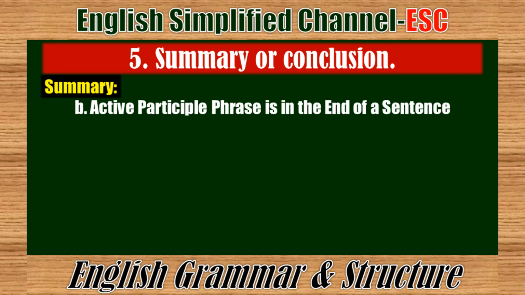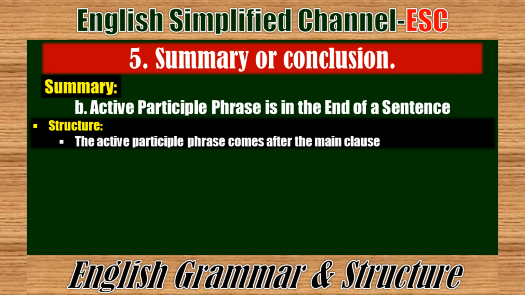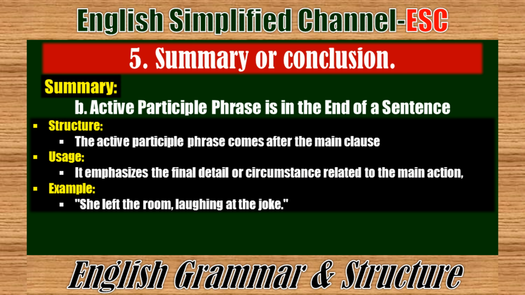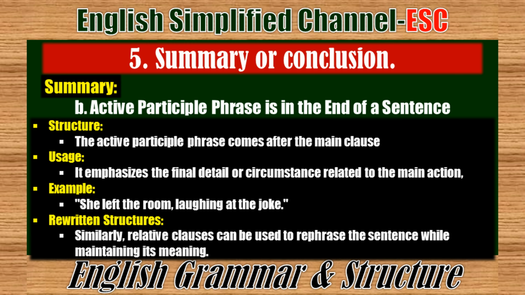When an active participle phrase is at the end of a sentence. Structure: the active participle phrase comes after the main clause and provides supplementary information about the action or state described. Usage: it emphasizes the final detail or circumstance related to the main action, often describing concurrent actions or reasons for the main action. Example: she left the room laughing at the joke. Rewritten structures: similarly, relative clauses can be used to rephrase the sentence while maintaining its meaning.